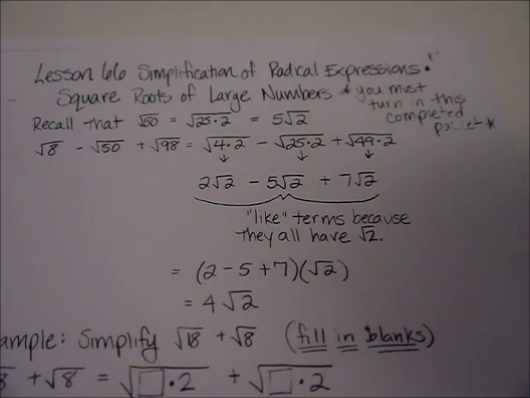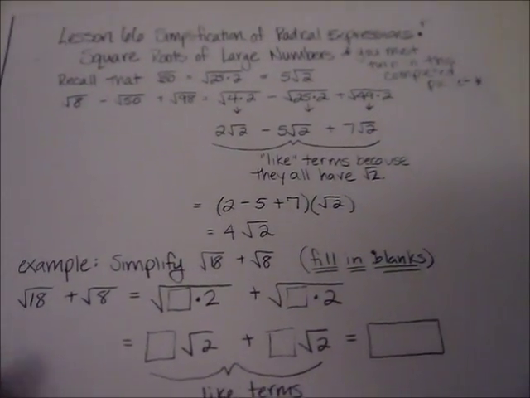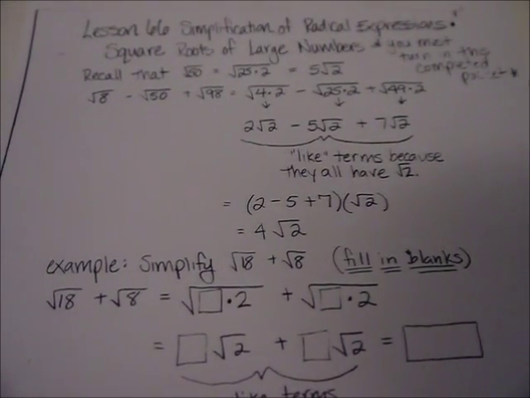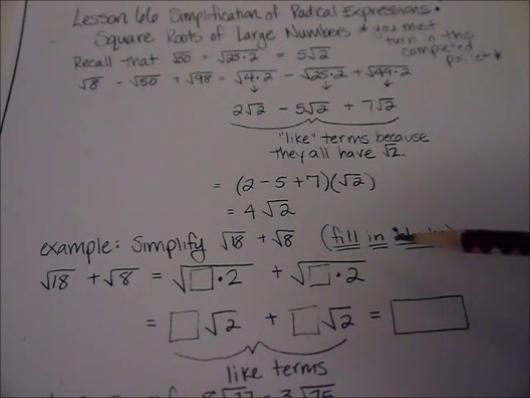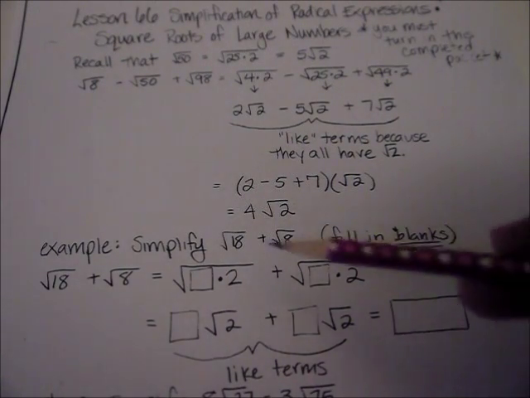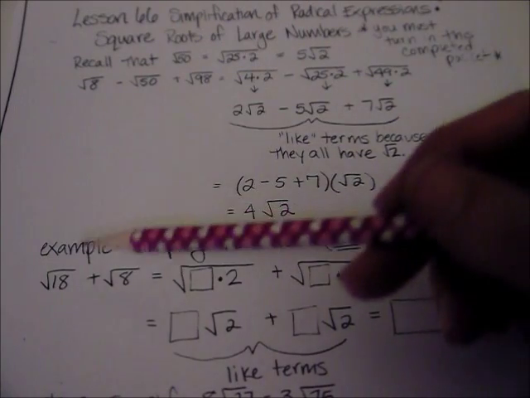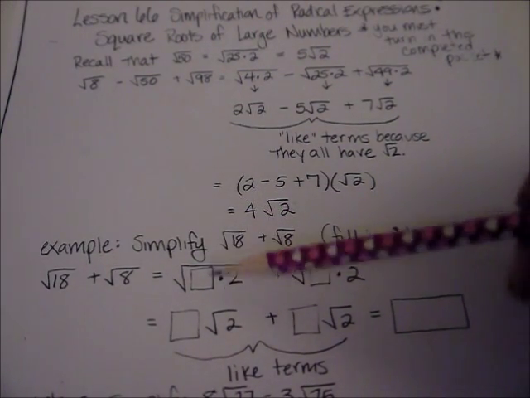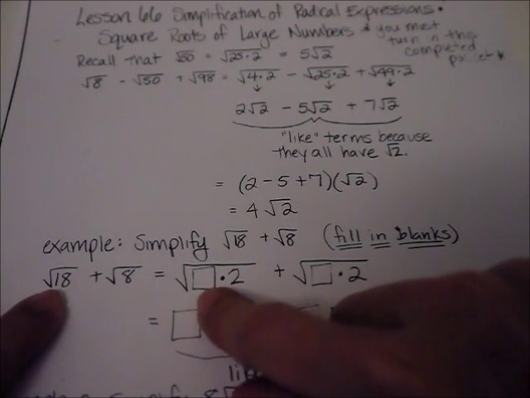Let's go ahead and simplify. Example: square root of 18 plus square root of 8. Now I say to fill in the blanks. Back in the olden days when I didn't make videos of this, or I wasn't there with you, my students didn't necessarily know that's what these boxes meant, so I had to write it. Anyhow, square root of 18, what goes in here? Something times 2.